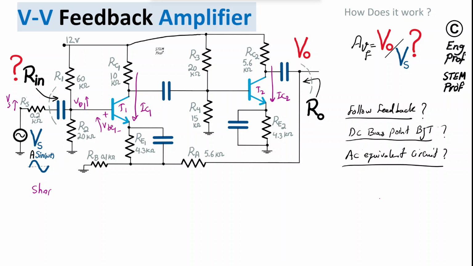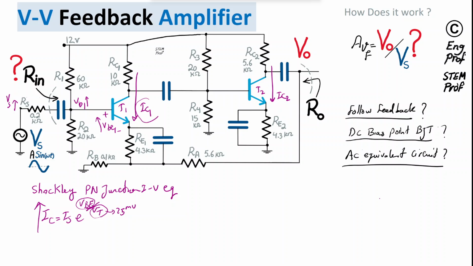We know the Shockley PN junction equation clearly indicates that the IV equation for the PN junction of the NPN transistor looks like this: the collector current IC equals the saturation current of the PN junction times e to the power of the base-emitter voltage divided by VT, which is the thermal voltage, roughly 25 millivolt, assuming the junction of the NPN transistor is at room temperature. So when the numerator of the exponent VBE is increasing, naturally the collector current is increasing. So IC1 starts going up as well.